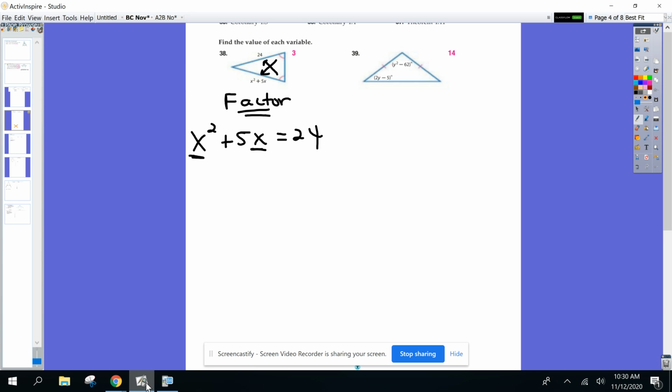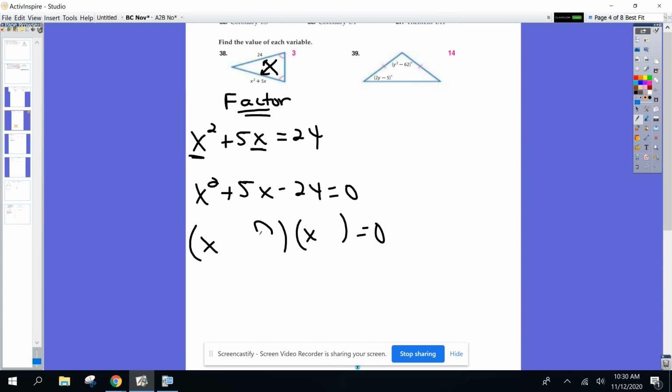So I can't factor anything until one side's equal to 0. So I move the 24 over. I need two numbers that multiply to 24, but add to 5. 8 and 3.